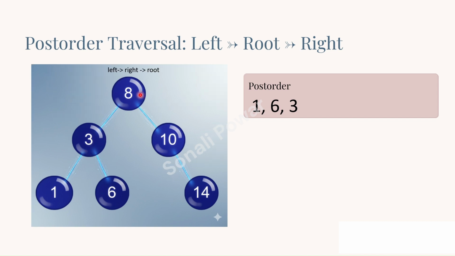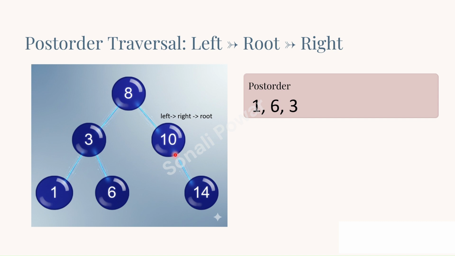After that, we will come to the 8. For the 8, we have done with all the left part. Now you cannot process the 8 as the right part is remaining. So we will move towards the right part. In the right part, there is one element, 10. So first of all, we have to move towards the left side of the 10, but there is no element. So we will move towards the right side.